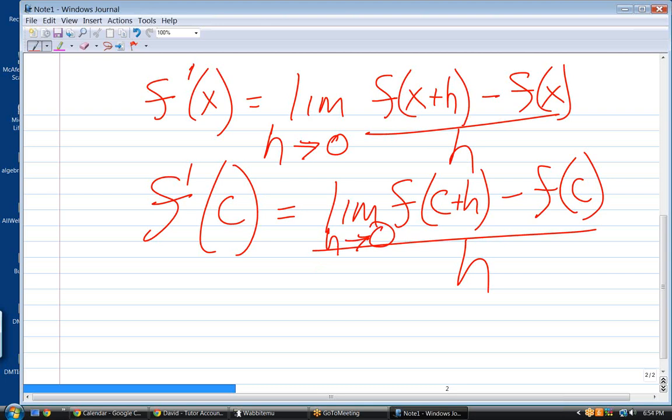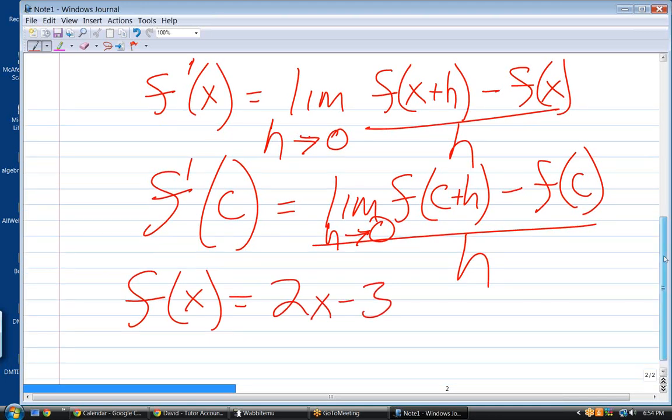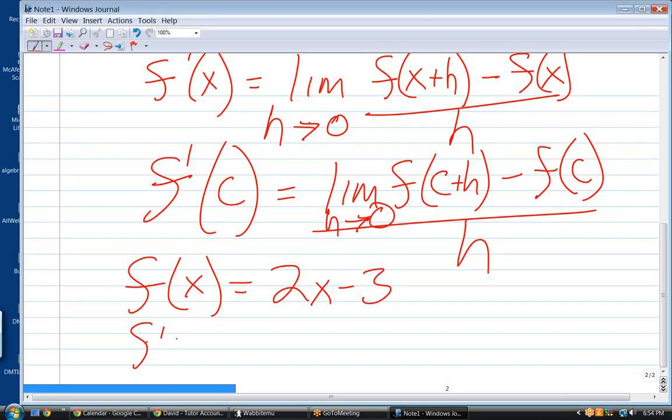In other words, if I give you a function and I say, what's the value of the derivative? Let's try a problem using this definition. Let's talk about this function here. F of x is equal to 2x minus 3, something real simple. And if I wanted to know what the derivative is at the point 2 comma 1, in other words, what is the slope of that function at the point 2 comma 1?